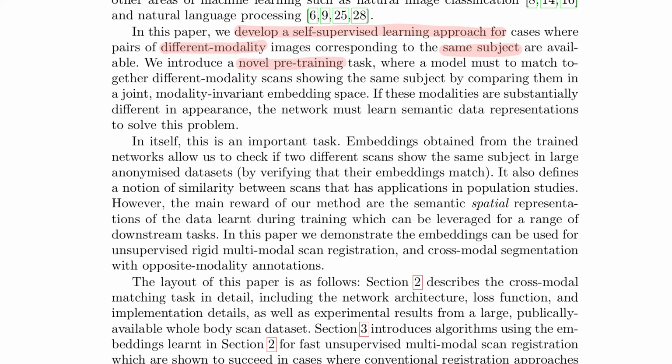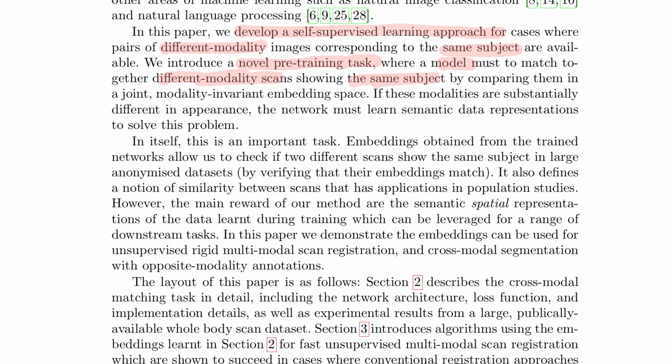And they introduce a novel pre-training task, the pretext task of basically matching together different modality scans that show the same subject. And basically they want to learn a joint embedding space, and they map both of these different modalities of observations of their subject entity to this new semantic representation, and then they take it from there.